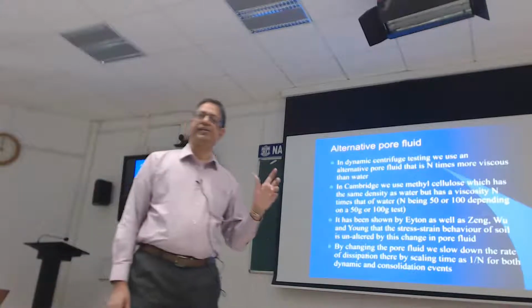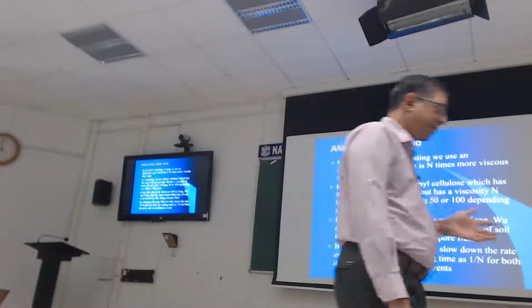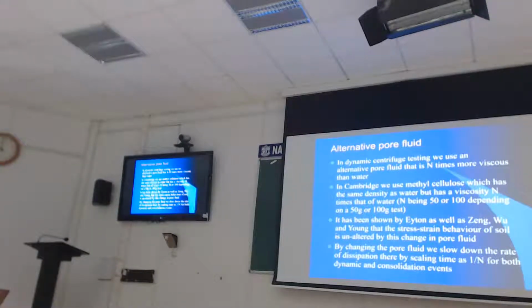Let's do the latter first. Let's look at the pore fluid. If I change the pore fluid and use a fluid that is n times more viscous, then my generation of the pore pressure will happen according to the 1 over n. But the dissipation will also be slowed down because the fluid is more viscous. So I can match the two scalings, generation and dissipation, by switching the fluid in the soil.